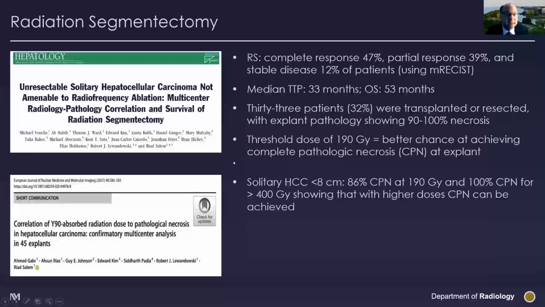These were 2 different studies, again, done by Dr. Salem. The first one was a radiation segmentectomy. They saw a complete response in 47% of patients with a mean time to progression of 33 months and overall survival of over 53 months. What was interesting, a third of the patients could be transplanted or resected, with explant showing nearly 90 to 100% necrosis in all the patients. And the threshold dose of 190 gray was used to achieve a complete pathologic necrosis. The second paper was interesting because it used over 400 gray, and it showed that there was 100% complete pathologic necrosis that can be achieved if you use that higher dose.